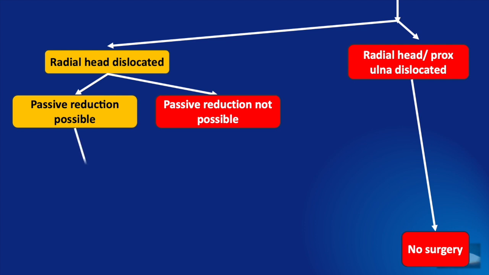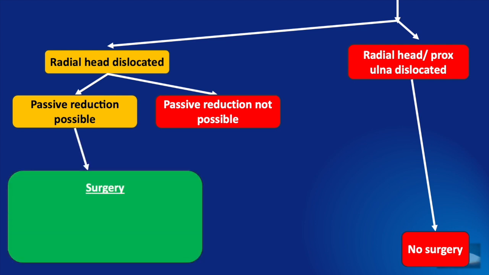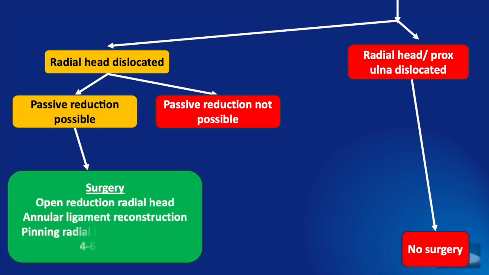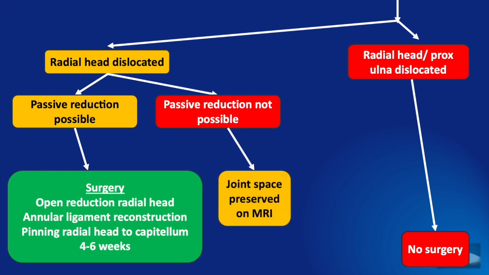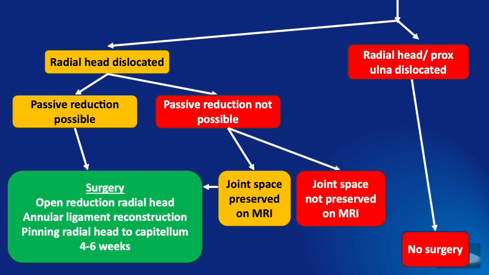If passive reduction of the radial head is possible, surgical options like open reduction of the radial head, annular ligament reconstruction, or pinning the radial head to the capitellum for 4 to 6 weeks can be done. If passive reduction is not possible, we need to evaluate on MRI the joint space. If the joint space is preserved on MRI, the same surgical options are available. If the joint space is not preserved on MRI, surgery is not indicated.